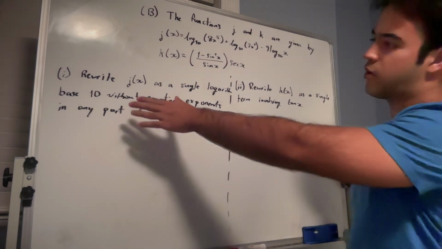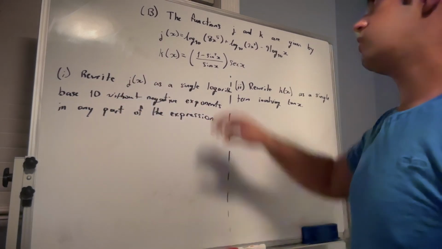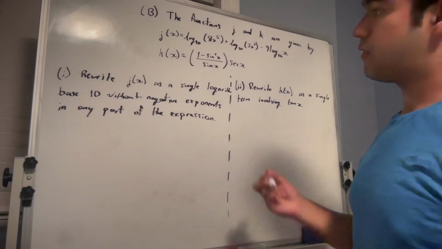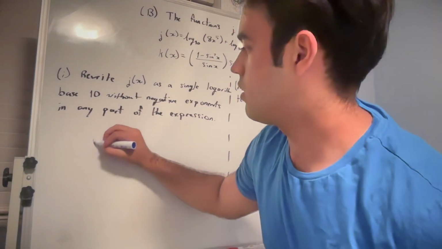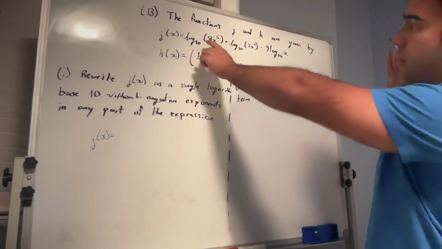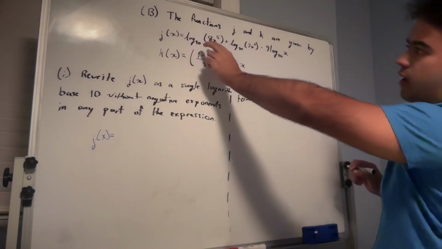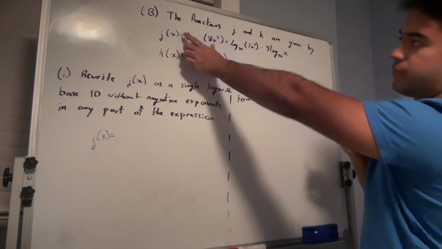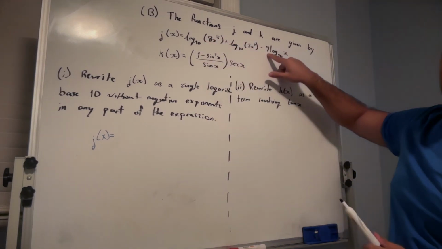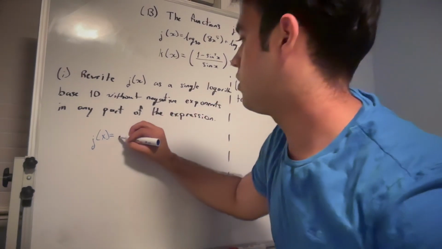So in our first part, we're asked to rewrite j of x as a single logarithm with a base of 10, which makes sense because all the logarithms here have base 10. The first thing I'm going to do is look at my logarithm for a moment, and I notice that there's a 9 on the outside being multiplied with the logarithm. So what I'm going to do is change that using my logarithm rules.